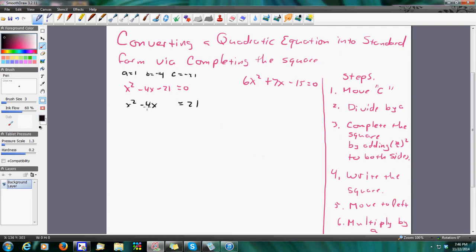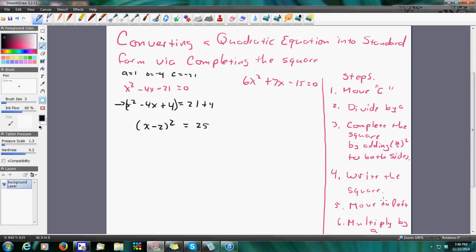So half of b is -4, half of that is -2. I'm going to square it. That gives me 4 here, and that gives me 4 here. So now I'm going to write the square, which is x, that's not true. It's going to be x minus 2 quantity squared, because x minus 2 times x minus 2 equals this. And 21 plus 4 is 25.